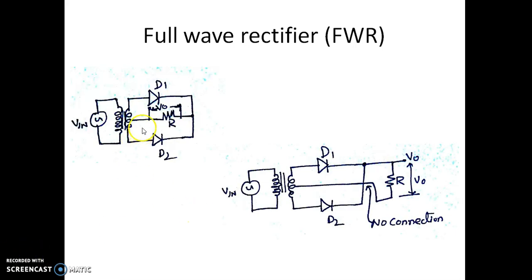You can see it is a similar circuit. Instead of writing the resistor over here, it has been put over here, and you can see there is no connection existing between this point and this point. So the output resistor is actually going to the center tap.